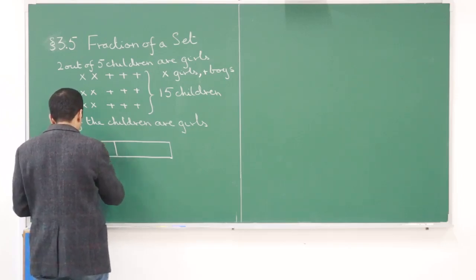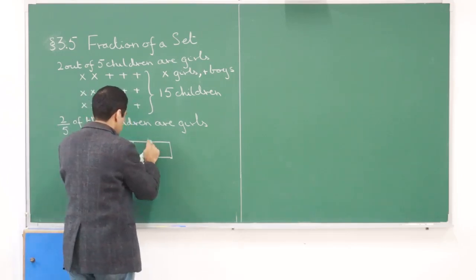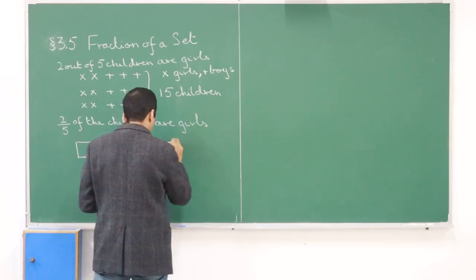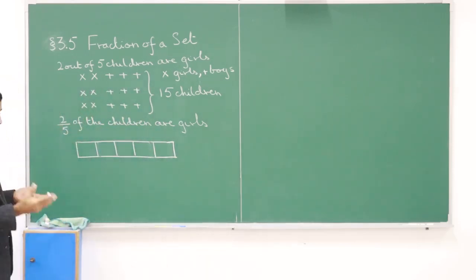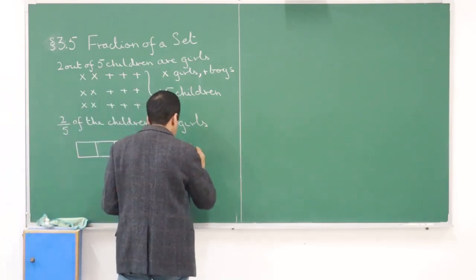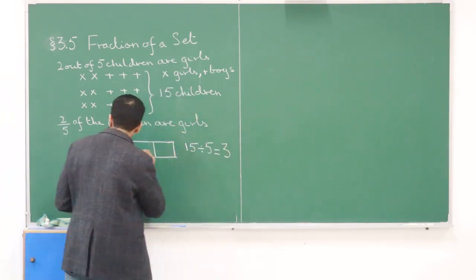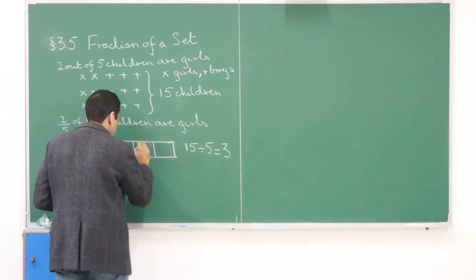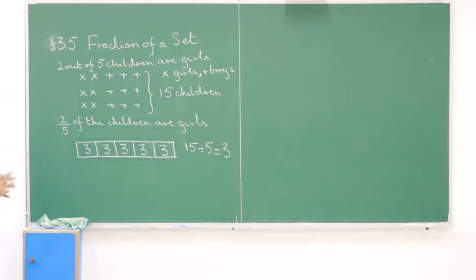1, 2, 3, 4. This is smaller. This may be a bit bigger. Okay. So 4 and maybe 5, something like this. And now we have 15 children, and we have to divide it into 5 equal pieces. So we know that 15 divided by 5 is 3. So each piece is going to be 3, and this is just caring about the number of children.